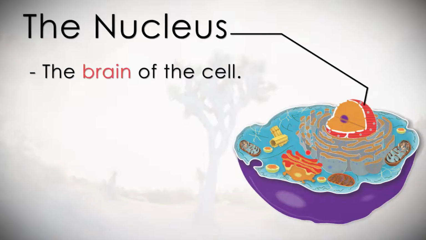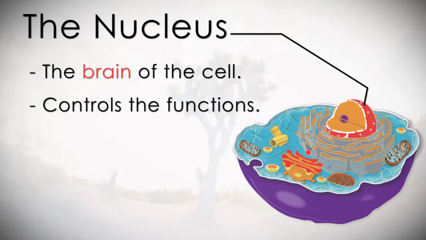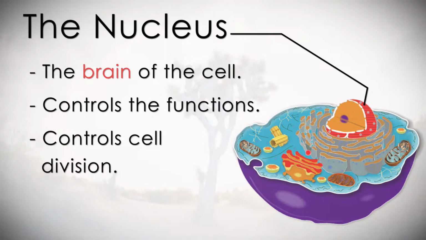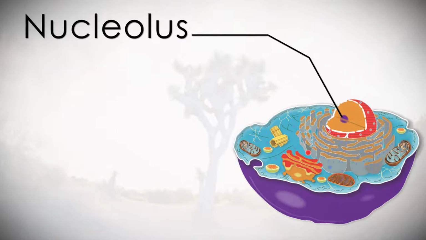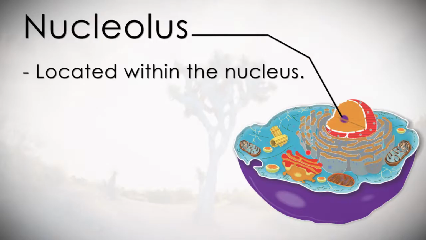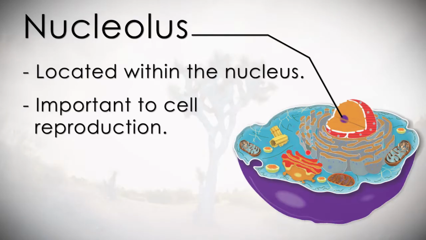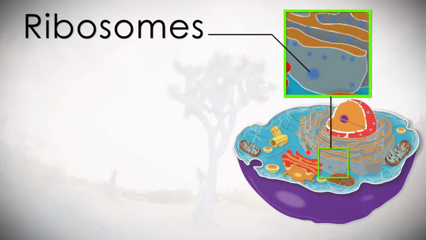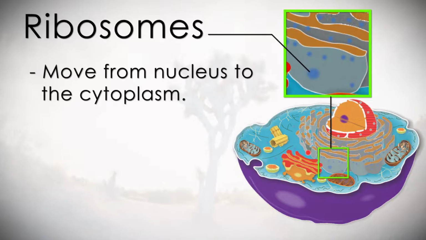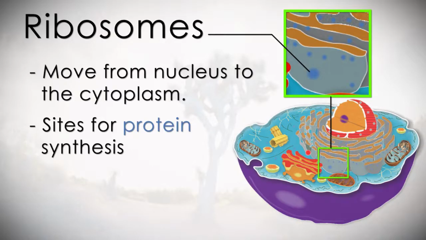The nucleus. The nucleus is the brain of the cell. It controls many functions of the cell and cell division. Nucleolus. This is located within the nucleus and is important in cell reproduction. The ribosomes, composed of RNA and protein, are manufactured here. Ribosomes move from the nucleus to the cytoplasm, where they serve as sites for protein synthesis.